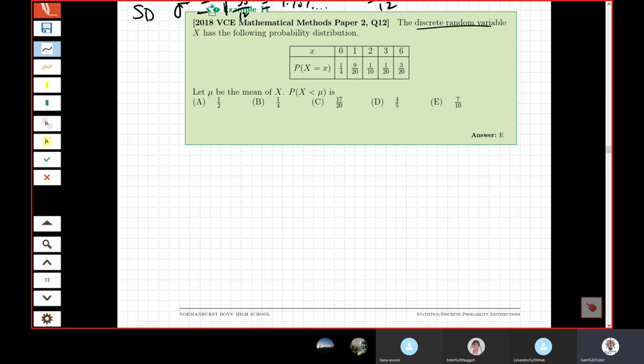The discrete random variable has the following probability distribution. 0 occurs a quarter of the time, 1 occurs 9 out of 20. Let mu be the mean of x. Find the probability that x is less than mu. Okay, what's the first thing you have to find? Step 1, find what? Mu. Step 2, then find the probability of x being less than that mu. So you first have to find mu.